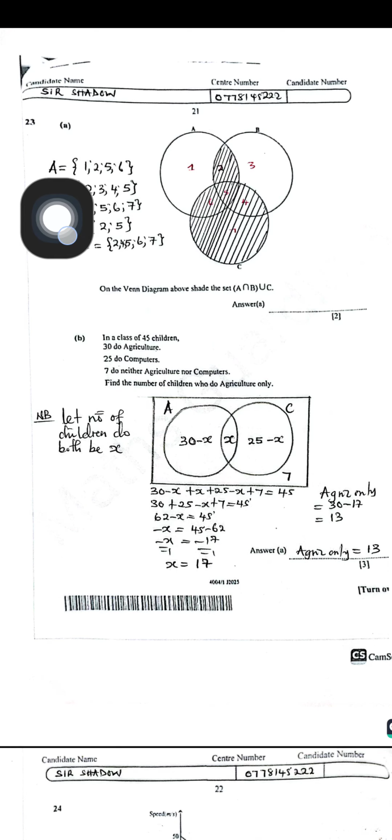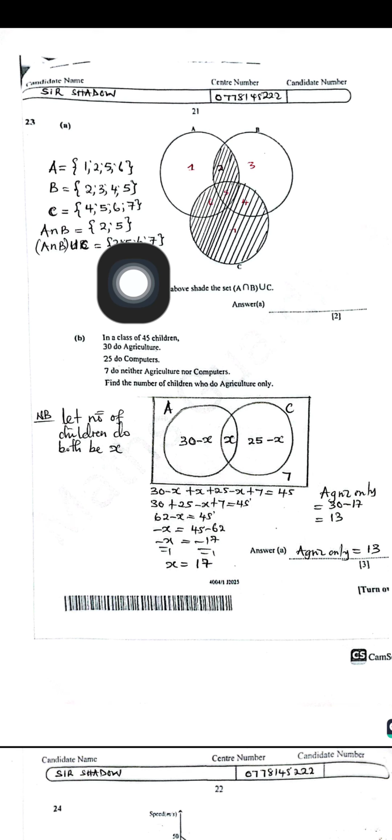So what you have to do is you write the numbers which are found in set A. Set A equals, you write the numbers which are found in set A. So inside the set A, I have 1, I have 2, I have 5, I have 6. This is the set A.